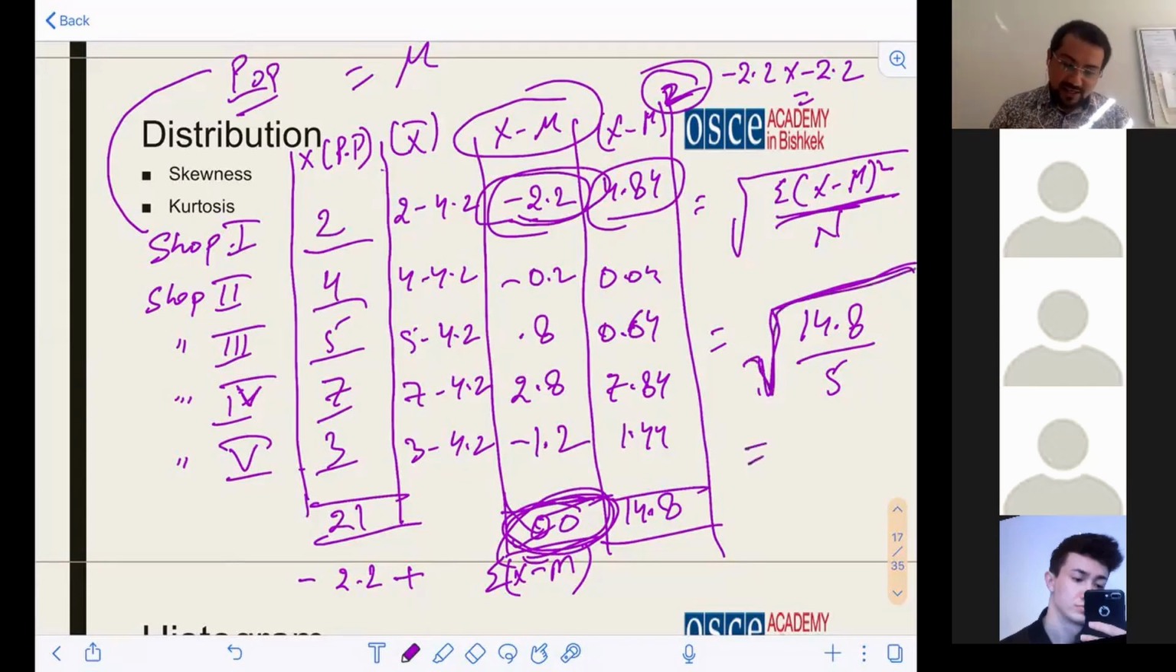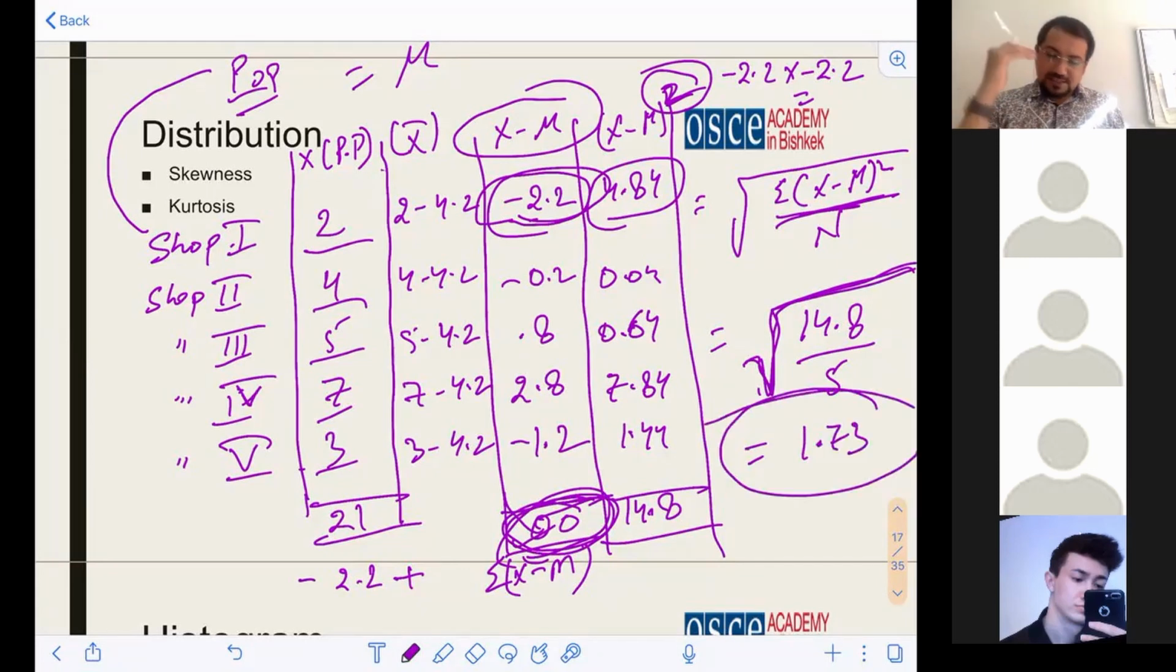And when you put the square root, the answer you are going to get is, one student has already given, let me see, 2.72. Let me find 14.8 divided by 5. I think the under root is 1.72. No, 1.72. Tilak, yeah, Tilak is right. Yeah, 1.72 or 73. That's correct. So this is actually called the standard deviation.